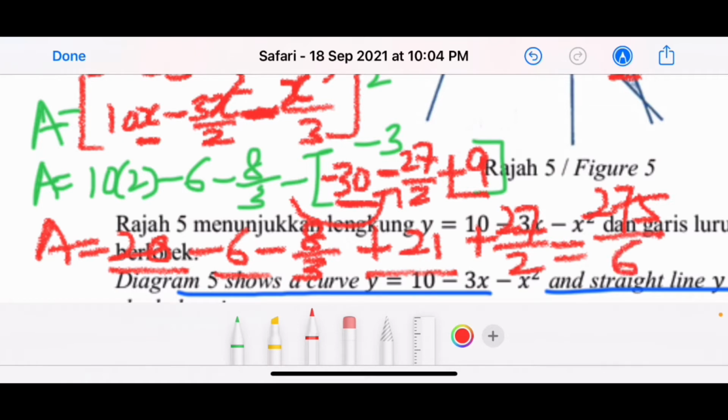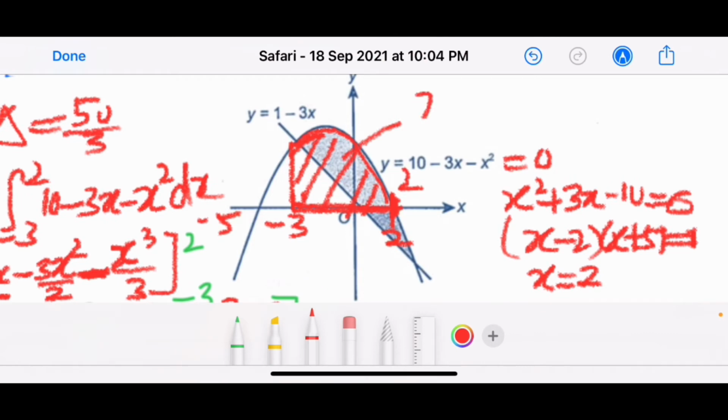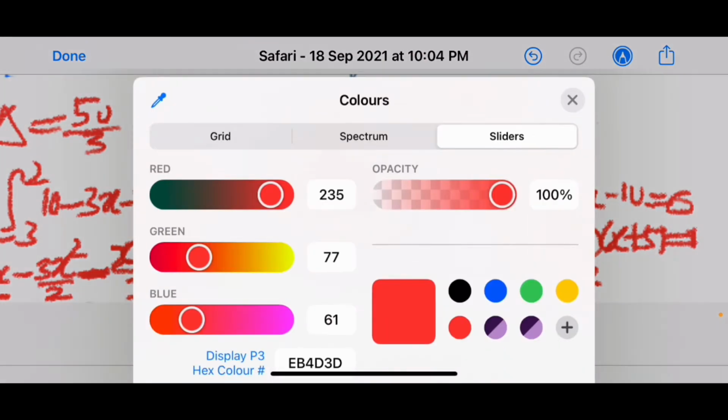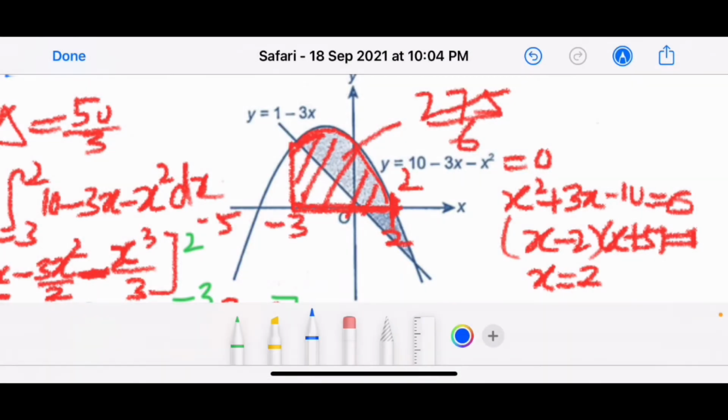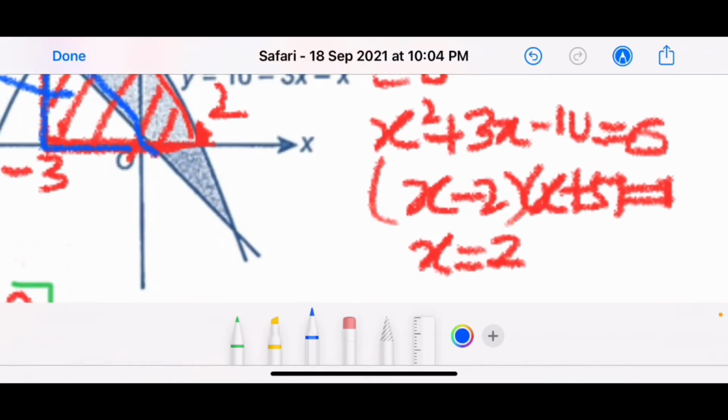Alright, this is the area under the curve. The red color one is 275 over 6. The triangle we get is 50 over 3. Now this part, we have to be very careful. You know why? See, I'm going to show you.